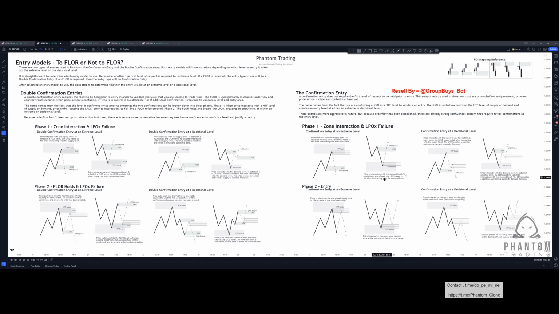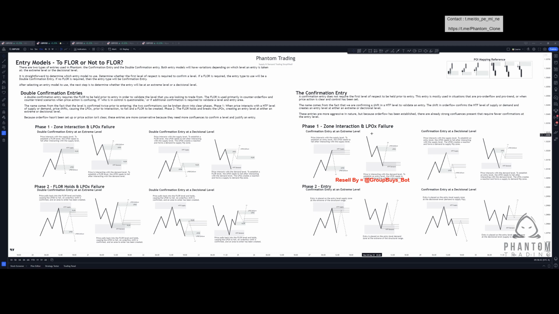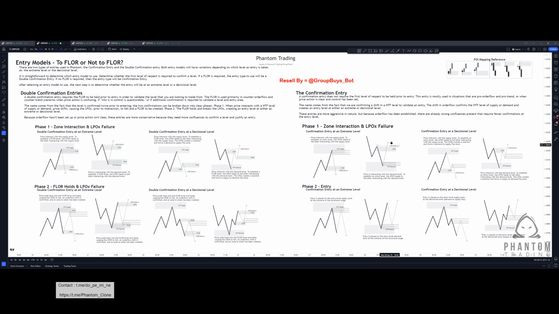Now look at an example of a confirmation entry at an extreme level of demand. We can see that price trades into a higher time frame level of demand. Price then reacts, causing the last point of supply to fail. When this last point of supply fails, this creates our tradable demand level. Move on to phase 2, the entry.